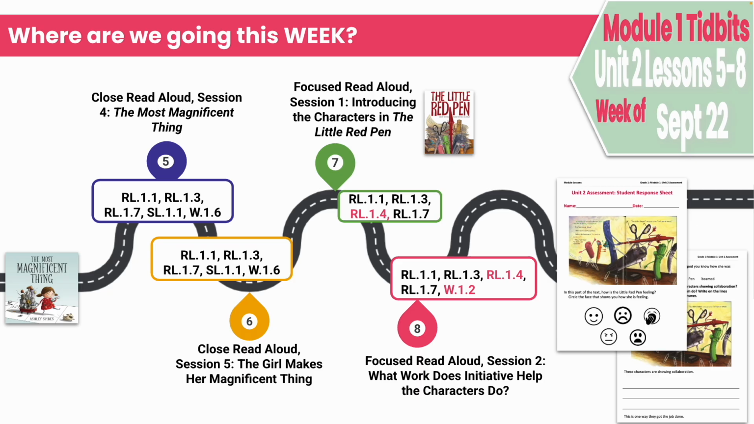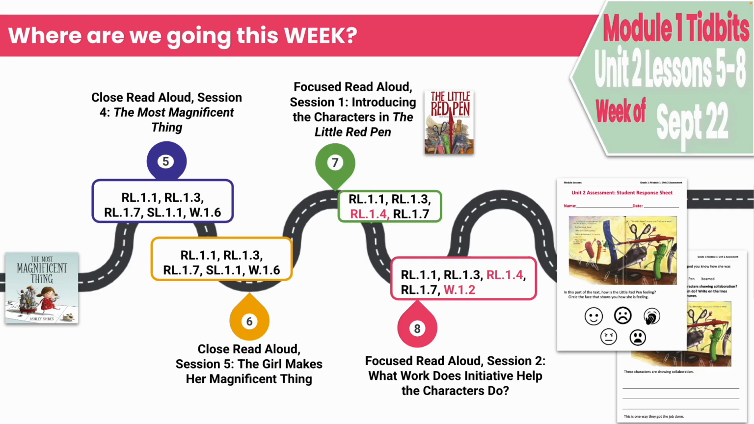Let's start by taking a quick look at where we are going for the week of September 22nd. In lessons 5 and 6, we finish up our close read aloud with The Most Magnificent Thing, and then in lessons 7 and 8, we begin a series of focused read alouds with the book The Little Red Pen. This is the text that students will use in their end of unit assessment.